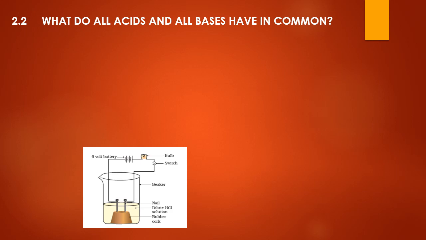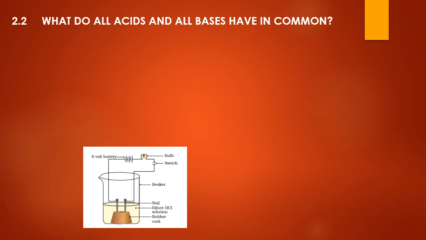Now, switch on the circuit. What do you see? The circuit will be complete, the current will start flowing, and the bulb will glow. What does it mean? It means the solution filled here is a good conductor of electricity. That is why, when the circuit is complete, current can flow and the bulb is glowing. It means the acid is a good conductor of electricity.